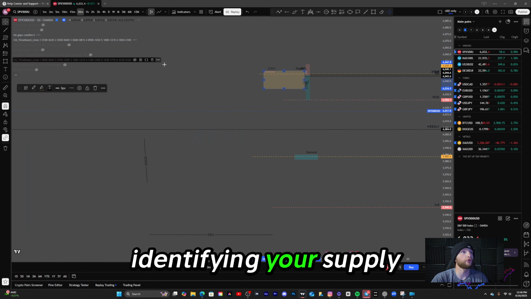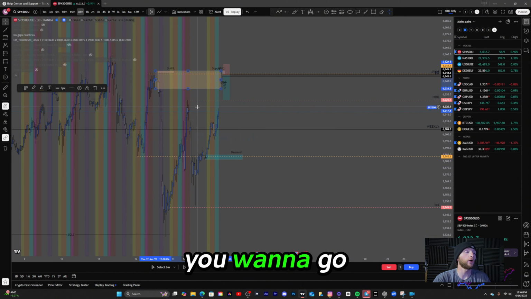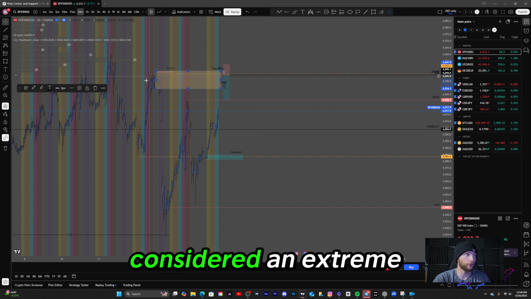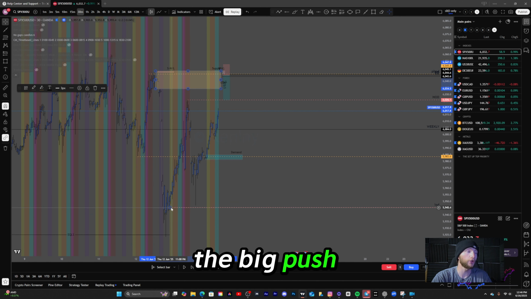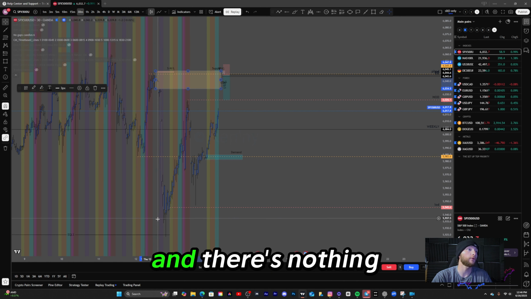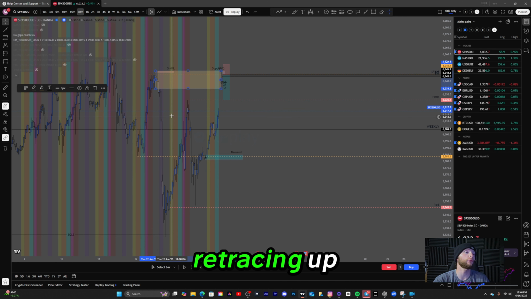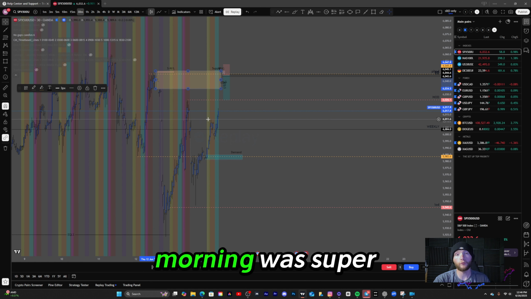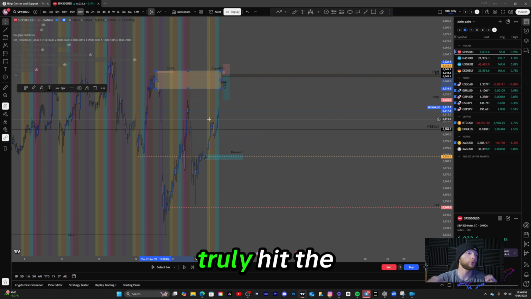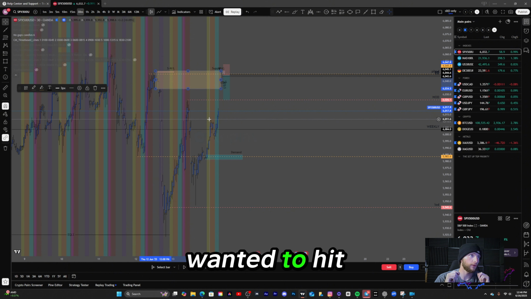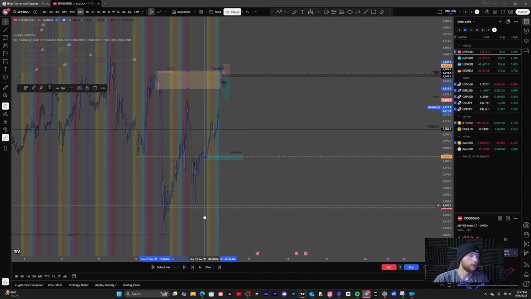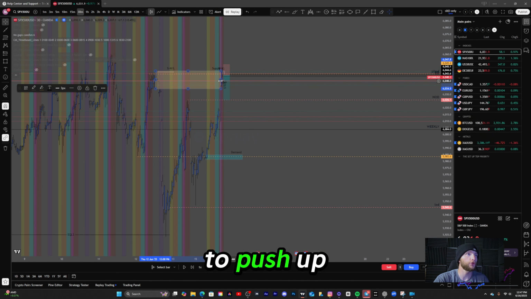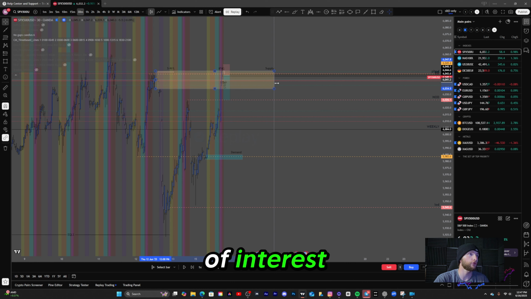When you're identifying your supply and demand, you want to go from the extreme, not internal, extreme. This is considered an extreme because we had the big push, a massive void to fill, and there's nothing stopping price from retracing up. Now, this morning was super slow, so it didn't truly hit the target I wanted to hit. Let's play this through. There we go. Now we had the push up to my area of interest.